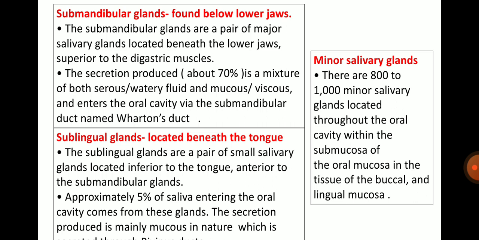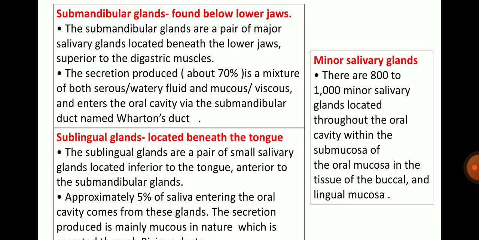The third type is called sublingual glands. This is located beneath the tongue, I said, and these glands are a pair of small salivary glands. They are located inferior to the tongue, anterior to the submandibular glands. Approximately 5% of the saliva entering the mouth or oral cavity comes from these glands, and the secretion produced is mainly mucus in nature.